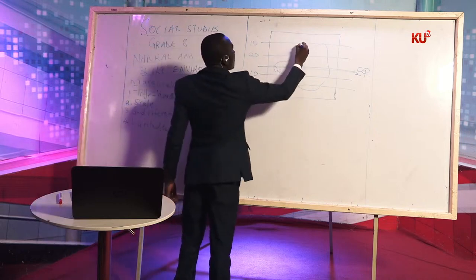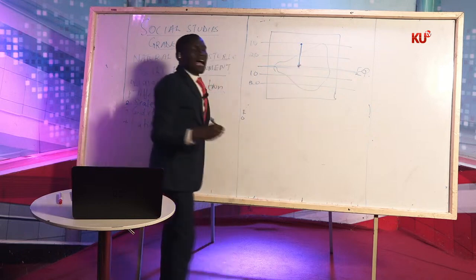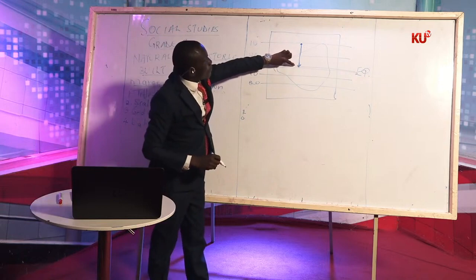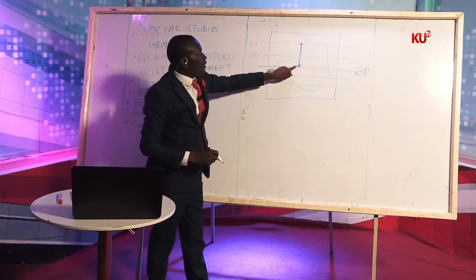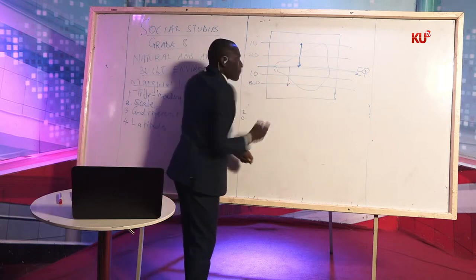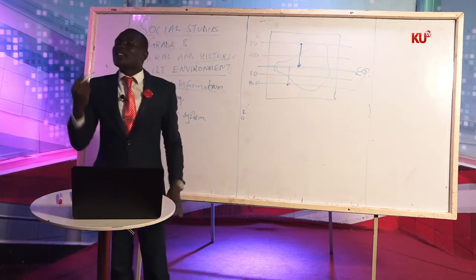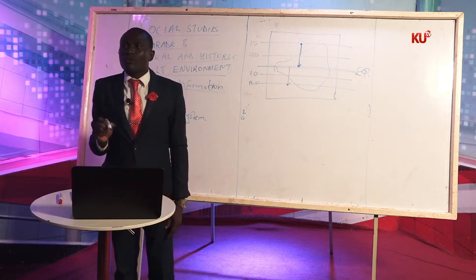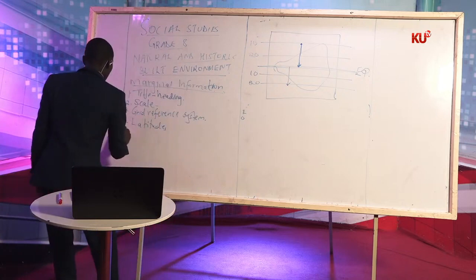So latitudes are the imaginary lines that show us how far a place is from the equator going to the north, or from the equator going to the south. So latitudes, in this case, are imaginary lines that show us how far a place is from north or from south. Then we have longitudes.